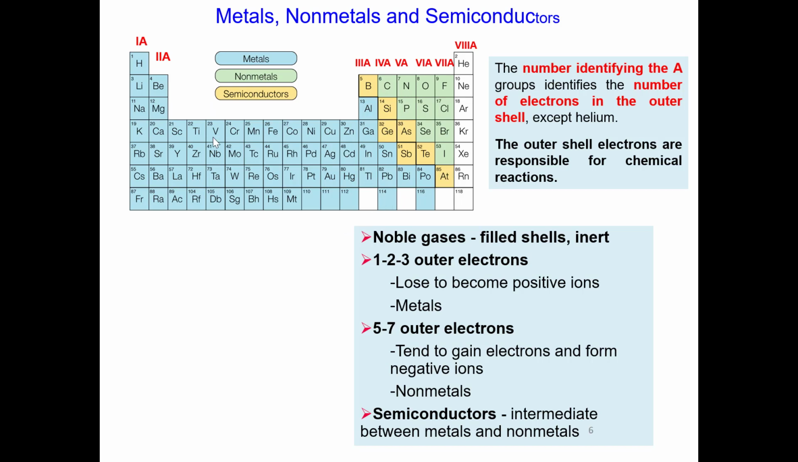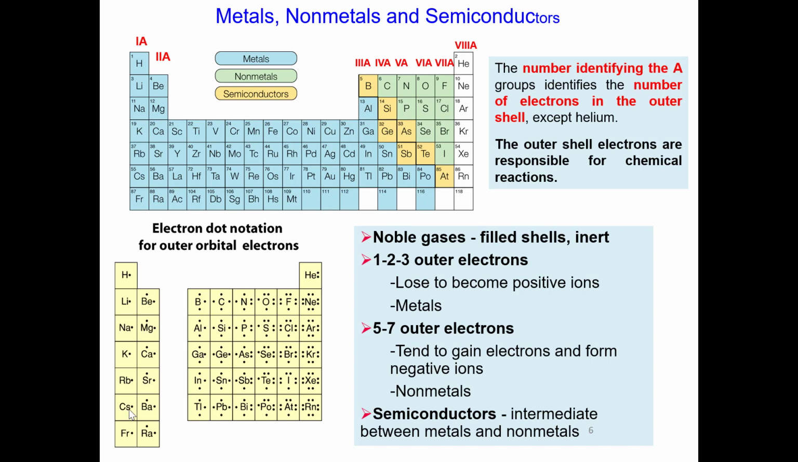Then we can also represent the number of electrons the elements have in the last shell, or in the outer shell, just using the dot notation. For example, all these elements that are in the first group have 1 electron in the last shell, and this is why we have just 1 dot. This group has 2 electrons in the outer shell, and this is why we have two dots here in all these elements.